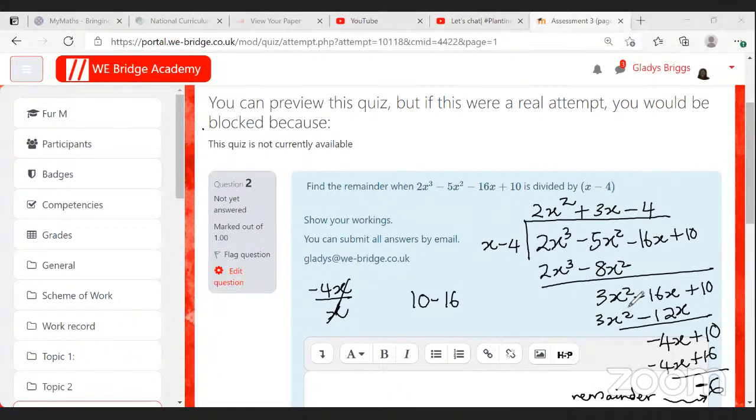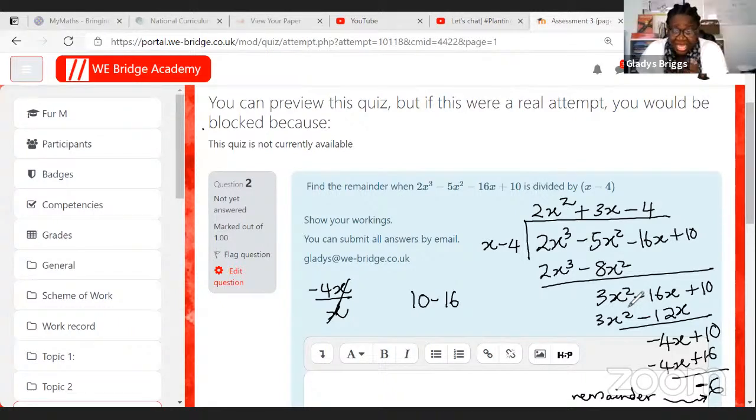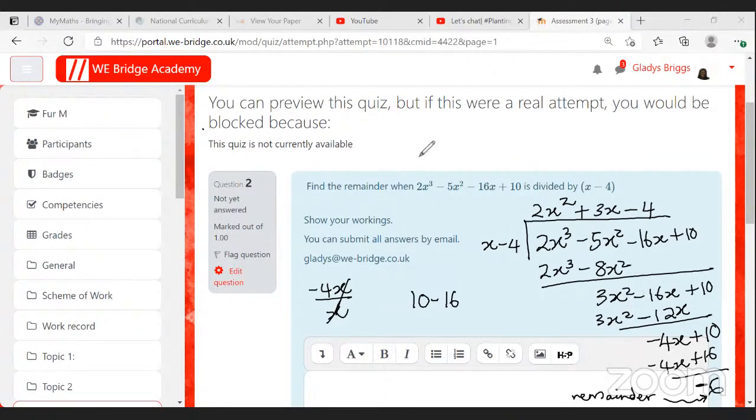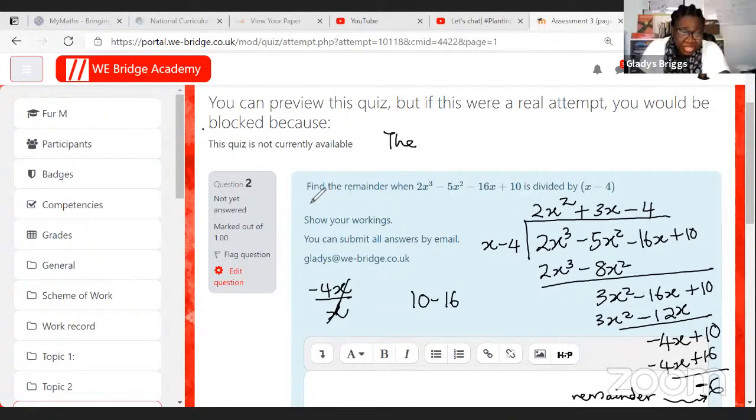Then what do you do with the remainder? Nothing. The question asked you to find the remainder and you found it. You have to read the question and make sure you are answering the question. Okay, it says find the remainder, so you have found the remainder. Say the remainder is negative 6.